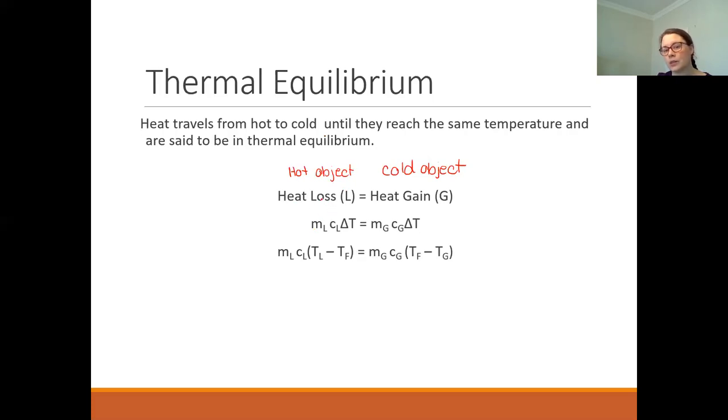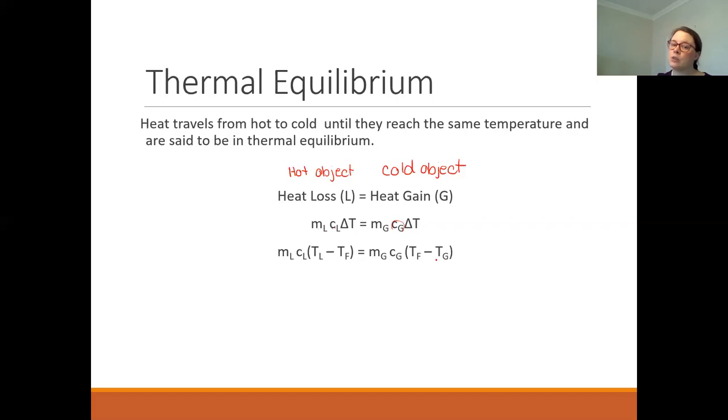So if the heat lost by one object is gained by the other, then the mass of the object losing energy, times its specific heat, times its temperature change, should be equal to the mass of the object gaining heat, times its specific heat, times its change in temperature. Those values will be equal, which gives us this equation where TL is the initial, hot temperature of the object that was losing heat, the object that's cooling down, minus the final temperature, which would be the equilibrium temperature.